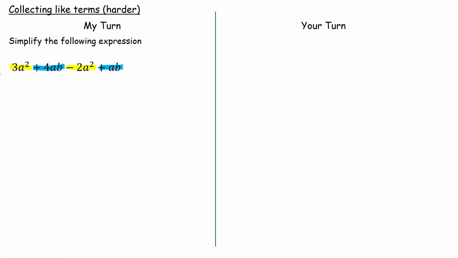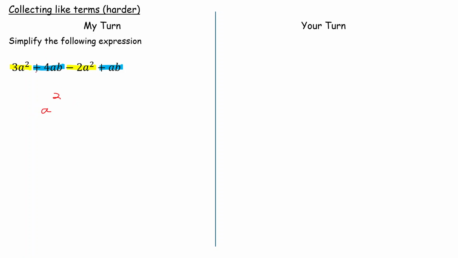Take away 2a squared. Well, literally, 3a squared means you've got a squared added to itself 1, 2, 3 times. Don't let the square confuse you. If you take away 2 of them, so you get rid of 1, you get rid of 2, well, you've got 1. 1a squared. 3a squared take away 2a squared is 1a squared, or just a squared.